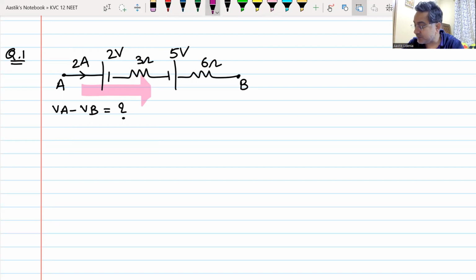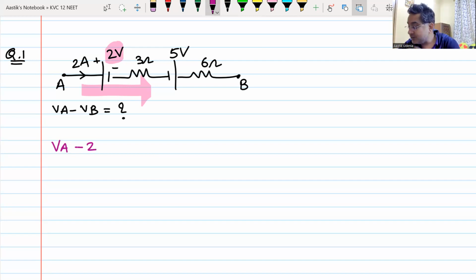Let us start from the point A, VA. Now we are moving across this battery. From where to where are we moving? From the positive to the negative terminal. So will it be positive or will it be negative? Negative. So VA minus 2 volt.